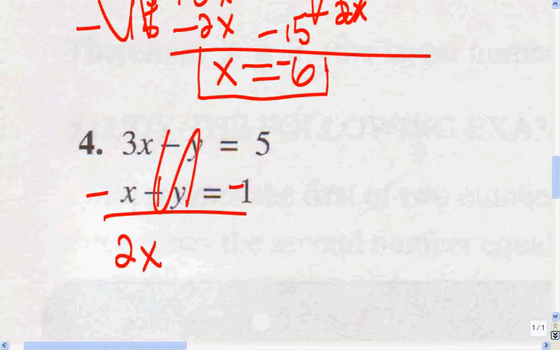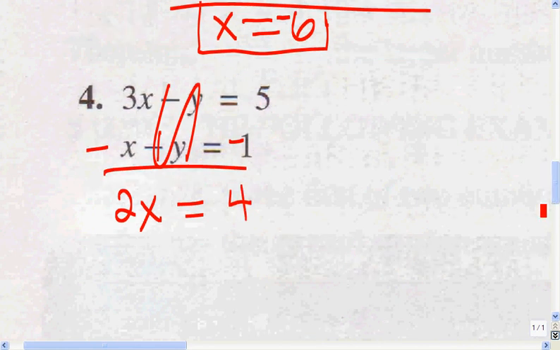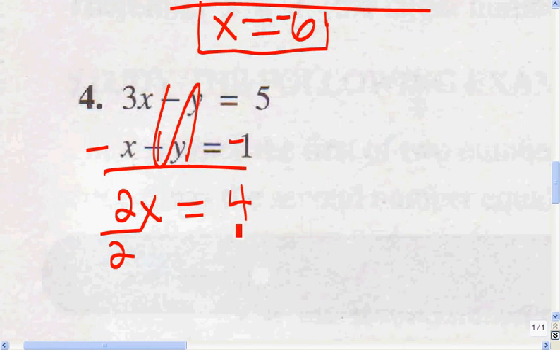x is 2x. If I'm going too fast, you could always push pause, okay? 5 minus 1 is 4. But by now you should be able to do these equations pretty easily. 2x equals 4. So I'm going to divide by 2. Divide by 2, right? Gets rid of the 2. x equals 4 divided by 2, which is 2.